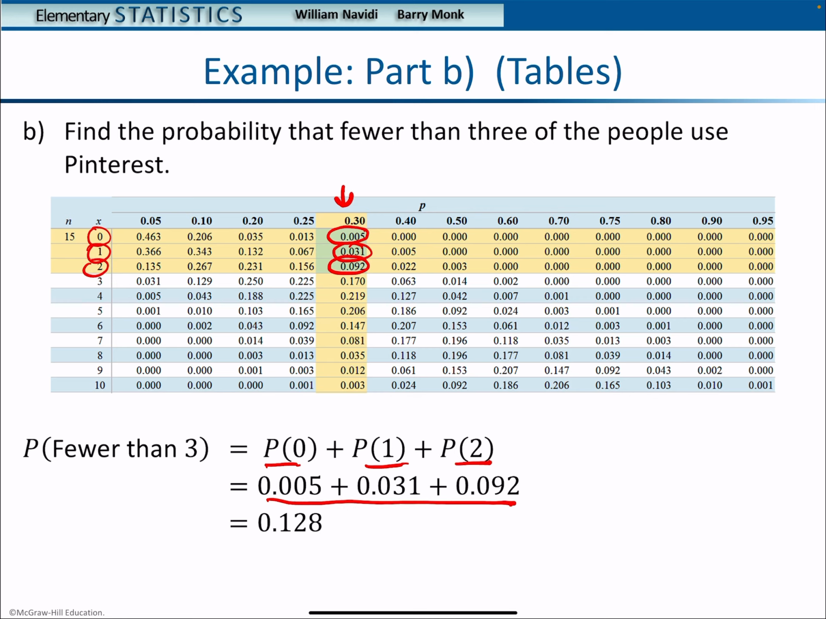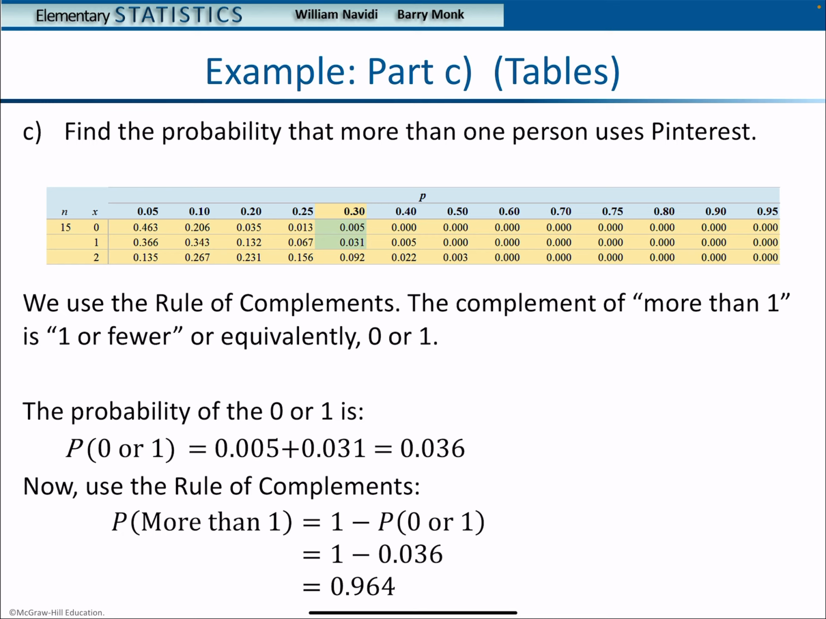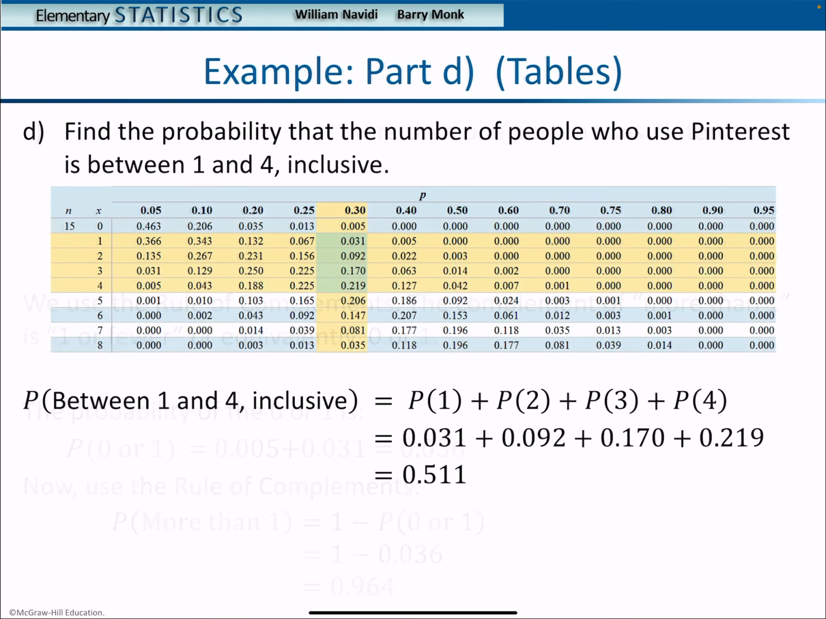So this is nicer. Then the rule of complements, again: finding the probability of 0 or 1 first, here it is, 0, 1. We add that together, subtract from 1, and you get 0.964, or 96.4%. And then finally, between 1 and 4 inclusive is just all these. Between 1 and 4, you just add all those together.